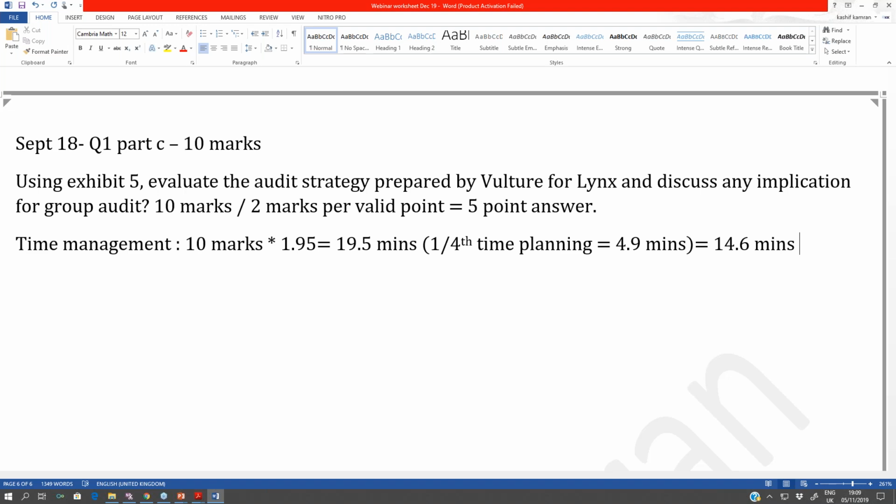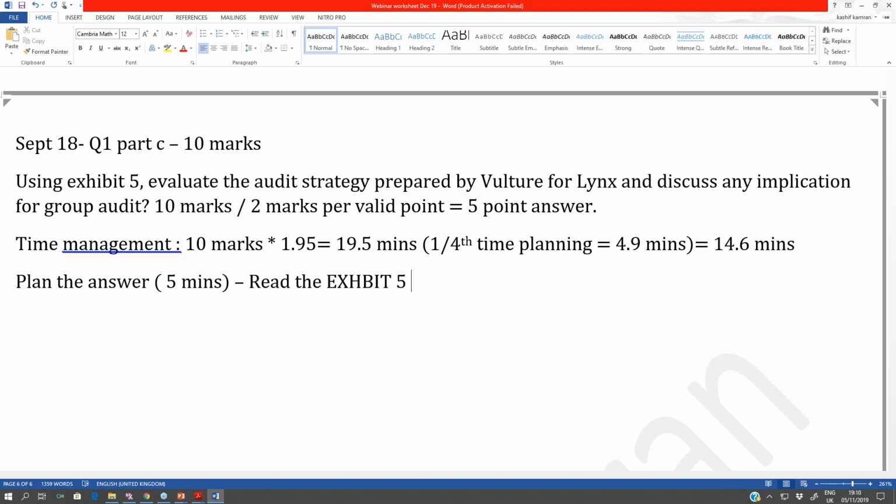Okay, let's first plan the answer, and we have approximately 5 minutes for that. So let's read Exhibit 5 and see what's in it. I have mentioned that Vulture is the auditor of Links. Links is a subsidiary, and we are auditing the group. Vulture is a component auditor, and we are the group auditor.